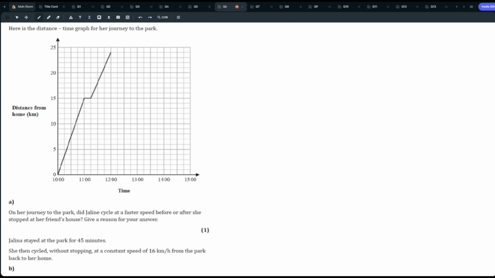Okay, well, what we can do is just simply say before stopping, she was covering a distance of 15. And that was for 1 hour. Okay, so I can say here that before stopping, I can just measure the gradient. The gradient of a distance time graph is going to be its speed. So 15 kilometers divided by 1 hour is just 15 kilometers per hour.